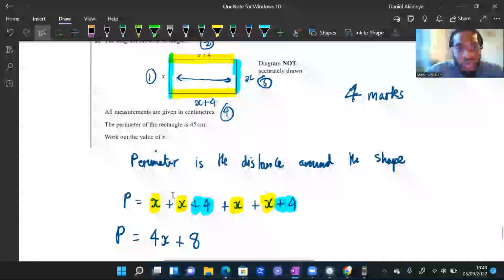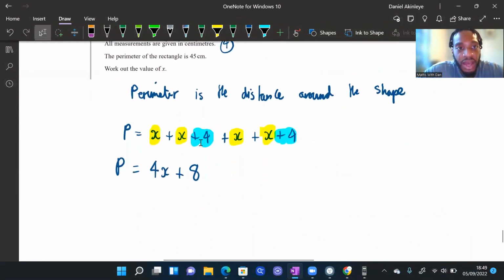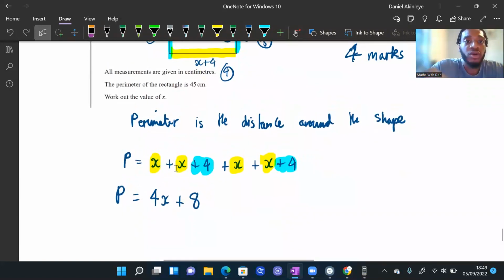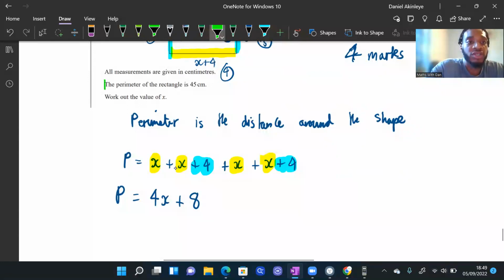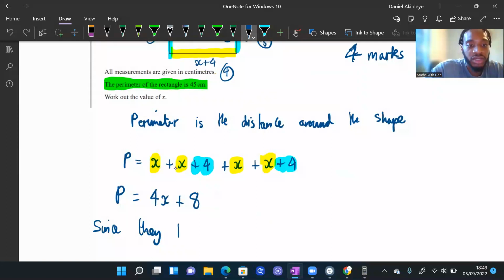So just make sure that's all good. Now what did they actually tell us? They told us the perimeter. They actually told us the actual distance. The perimeter of the rectangle is 45 centimeters. So we could write, since they told us, P is equal to 45 centimeters.